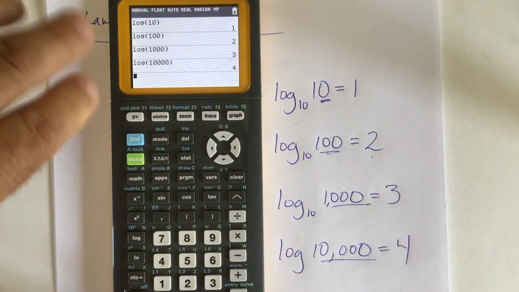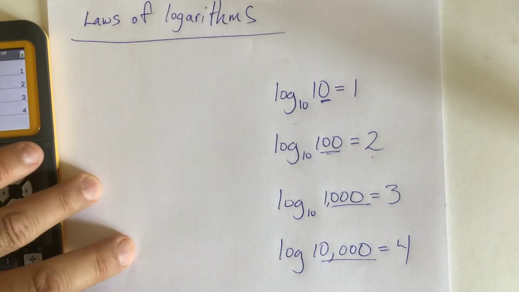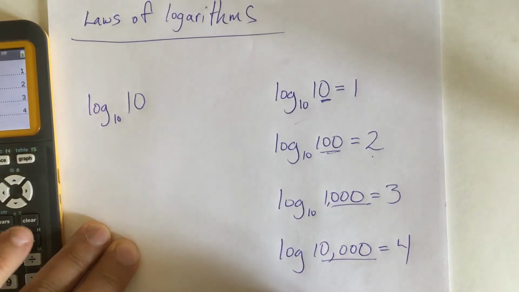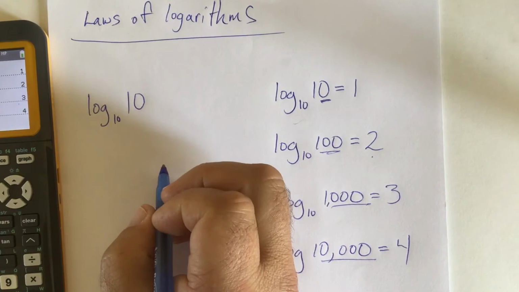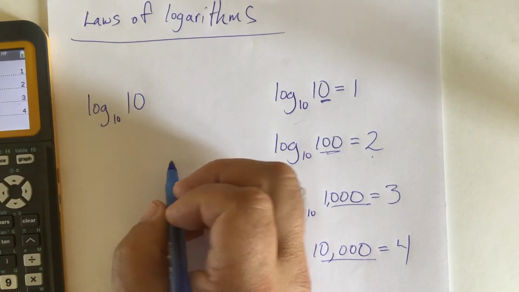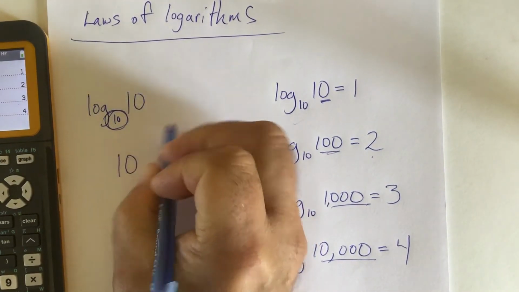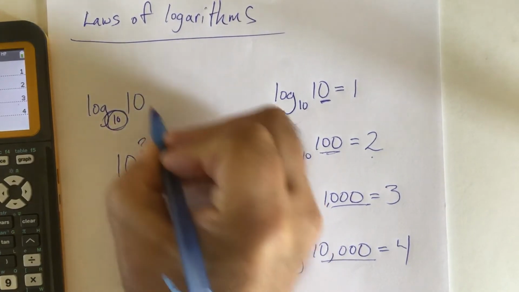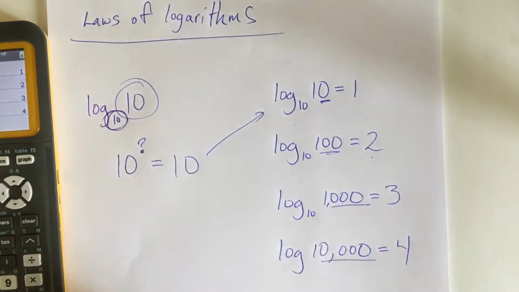But here's why we started this chapter with exponential information. Here's what a log is actually doing. When somebody says log base 10 of 10, what your calculator's doing is an exponential thinking process in reverse. The base is 10, so your calculator is saying, 10 to what power will give me 10? Well, what's the answer? It's 1.